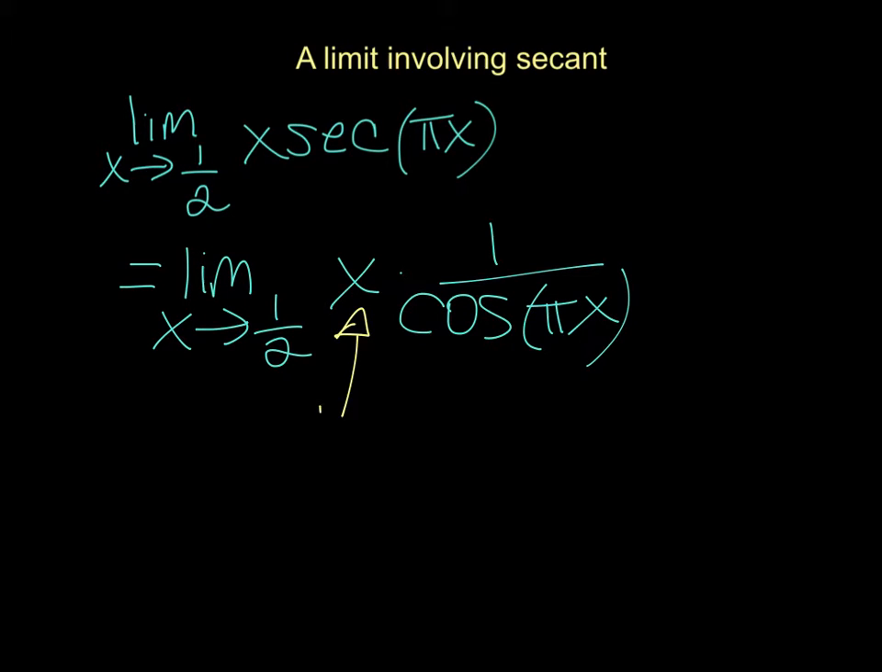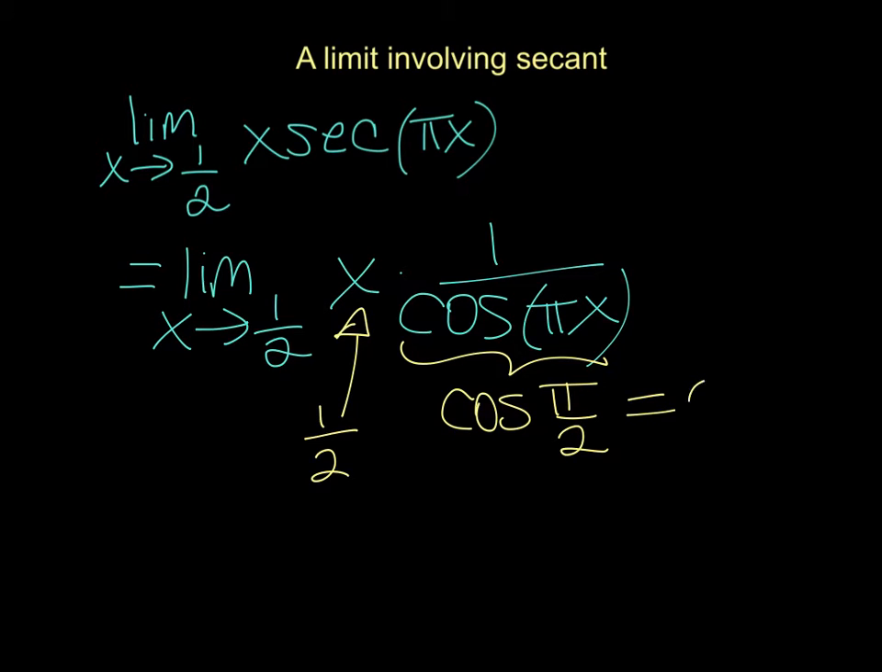We could just plug a half in for that x. This part, on the other hand, presents a little bit of a problem, right? What if you plug in a half for the x? You would end up with cosine of pi over 2. And cosine of pi over 2 is 0.